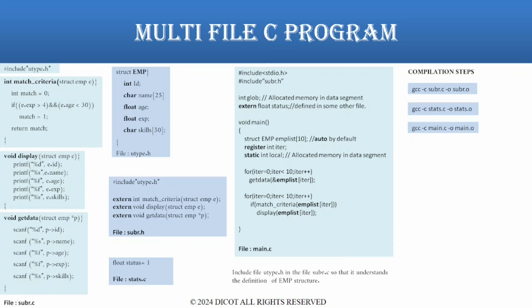And finally, we will use main.o, subr.o, and stats.o to generate our exe file, emp_mgt. So finally, our executable is ready. Now we can run this executable using the command ./emp_mgt. So this is how you can compile a multi-file C program.